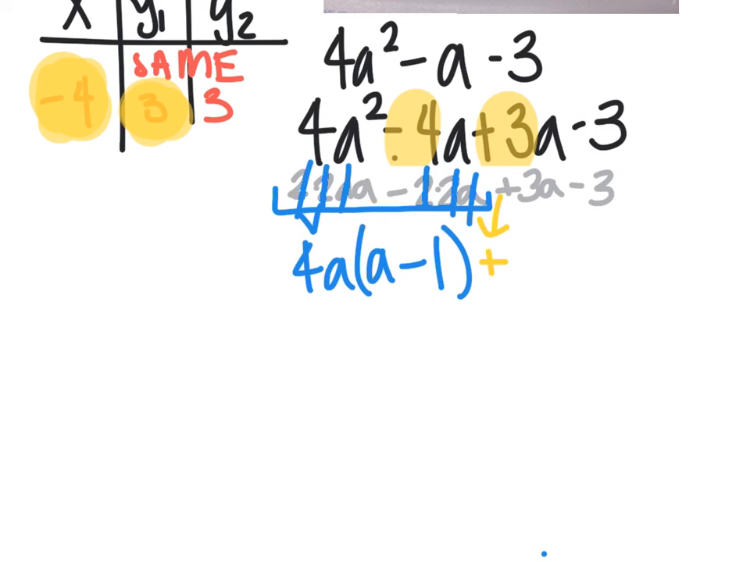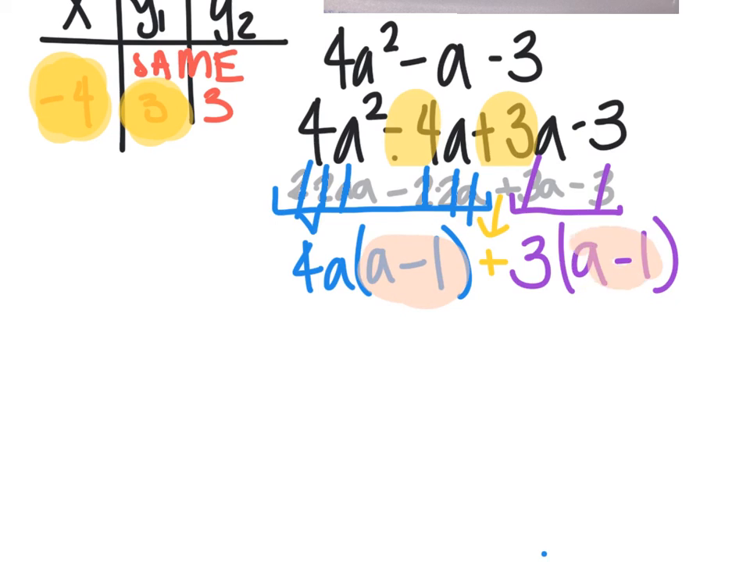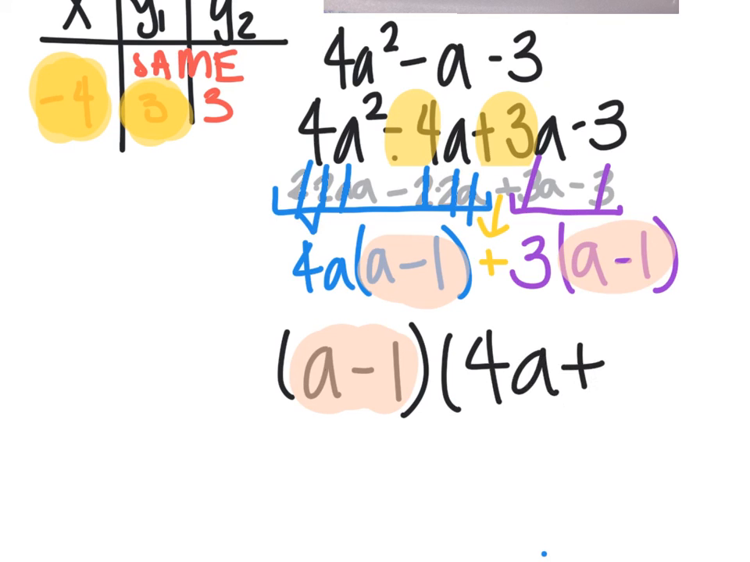And then I'm going to group my other two parts. And both of these, 3a minus 3, both have a 3 in there. So if I take out that 3, I'm left with a minus. Then again, I got rid of everything here, so I'm going to put a 1 there as a placeholder. And I know I did my problem correctly because when I look at it, notice my parentheses are exactly the same. So that tells me the first half of my answer is a minus 1, and that comes from what's inside the parentheses. And then the second half of my answer is going to be 4a plus 3.